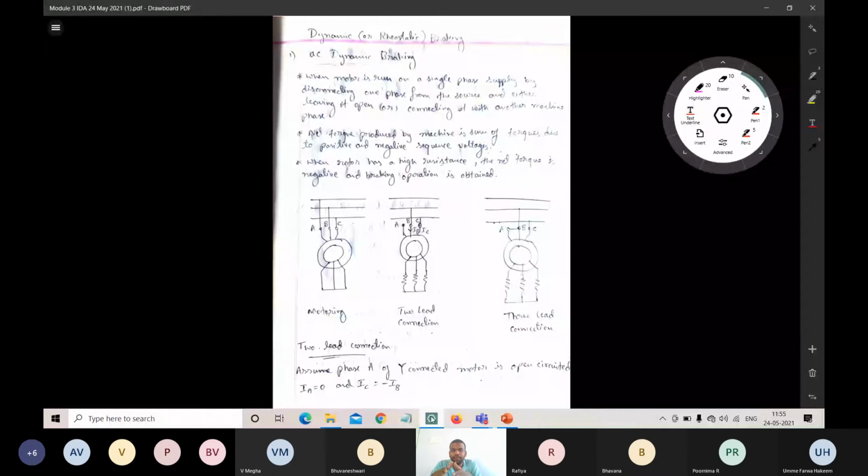So this action will be called dynamic braking. Here, the net torque produced by the machine is the sum of the torques due to the positive and negative sequence voltages.